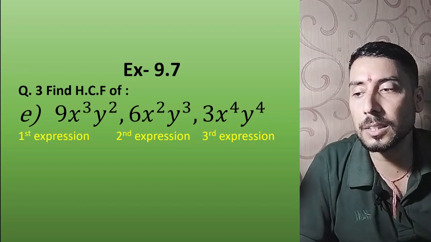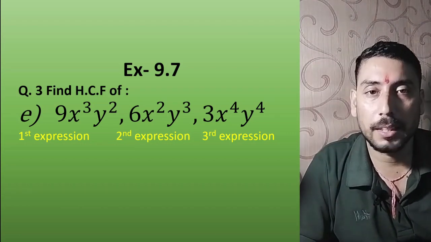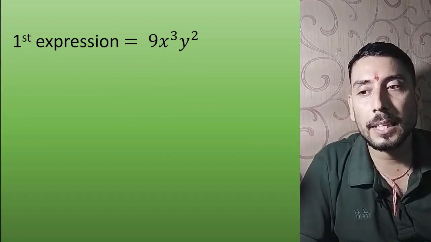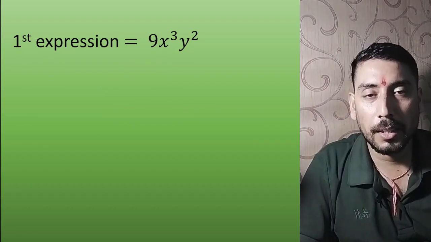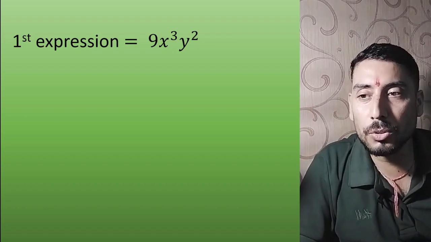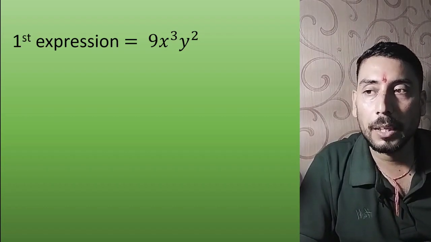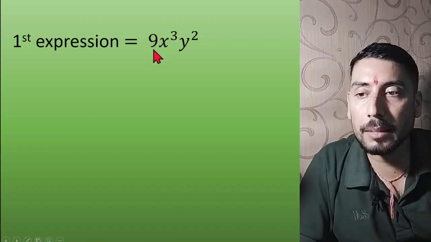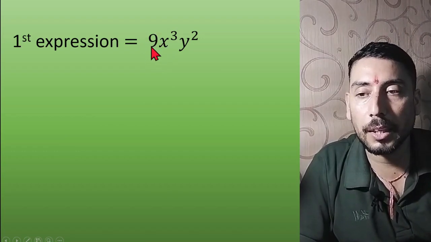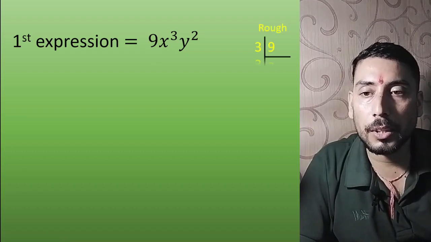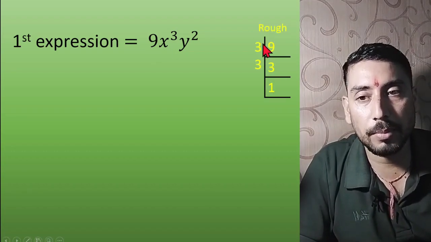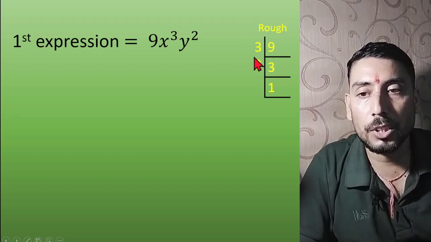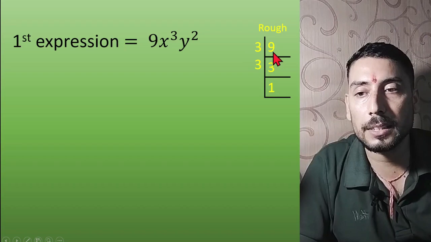How can we find out the HCF of the monomials? Let's get started with the first expression. Here the first expression is 9x cube y square. So first of all, you need to factorize the number if it is possible. That means the 9 can be factorized as you have done earlier. In the same way you can do the rough work to factorize it. Simply it will be divisible by 3. 3 threes are 9. Similarly 3 ones are 3. So in this way we got 2 factors of 9, that is 3 and 3.